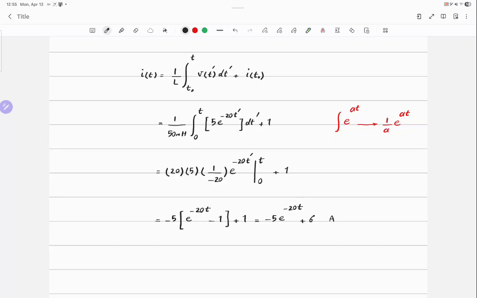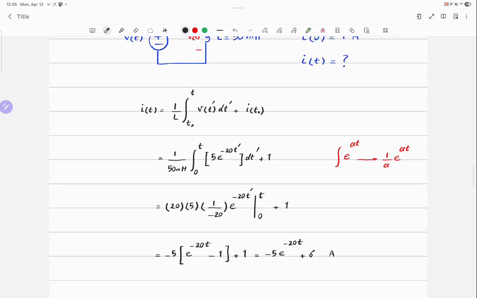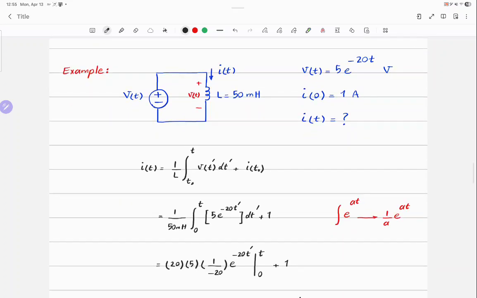Okay? Any problem with this? It's basically a math question, right?